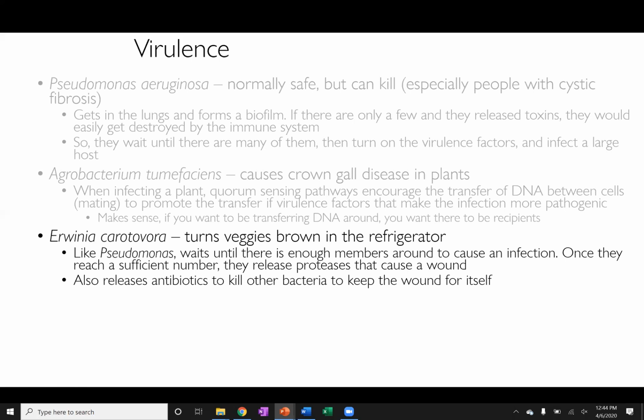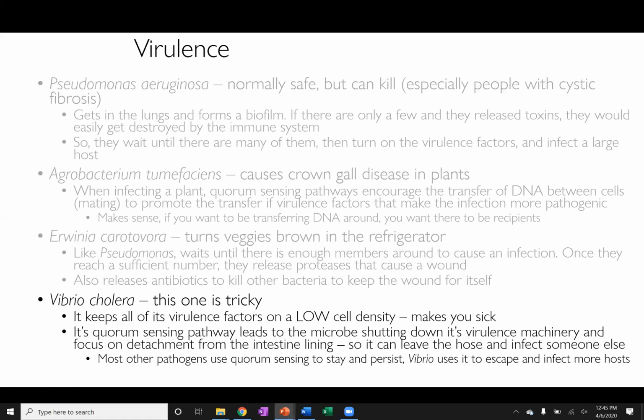Next up is Erwinia carotovora. This turns your vegetables brown in your refrigerator. I just threw out a bunch of celery earlier this morning because of this bacteria. But like Pseudomonas, it waits until there's enough members to cause an infection. Once there's a sufficient number, they release proteases that cause a wound. And then it also releases antibiotics to kill other bacteria, allowing it to keep the wound all for itself and thus all the nutrients associated with said wound. All that brown stuff. I should also mention this is a different brown than, say, the browning of bananas, which is just due to oxidation inside the banana.